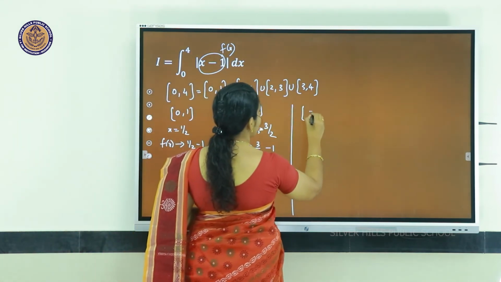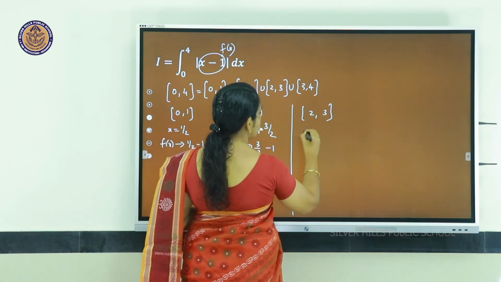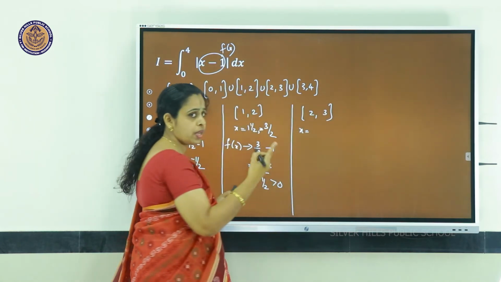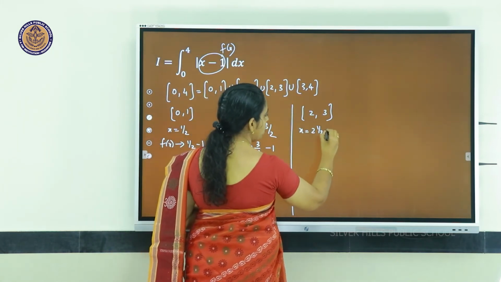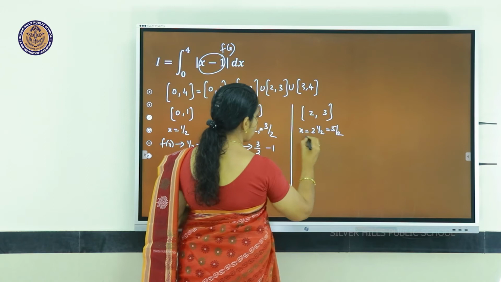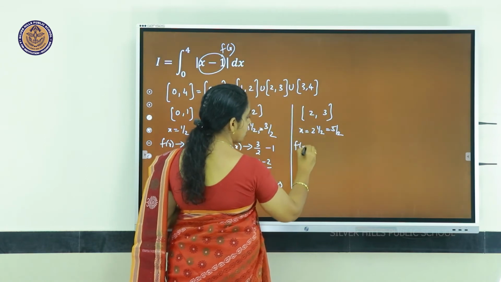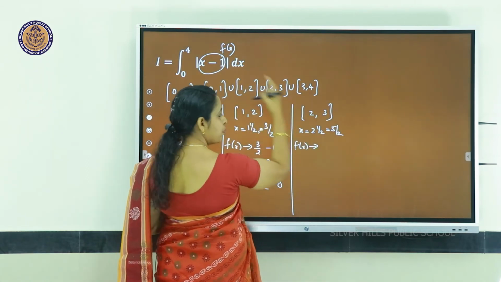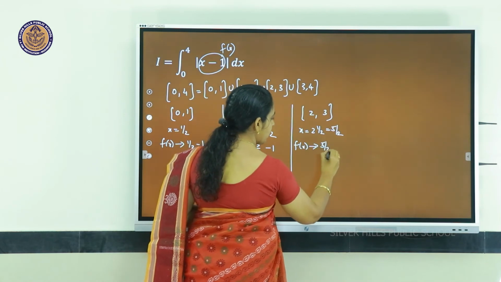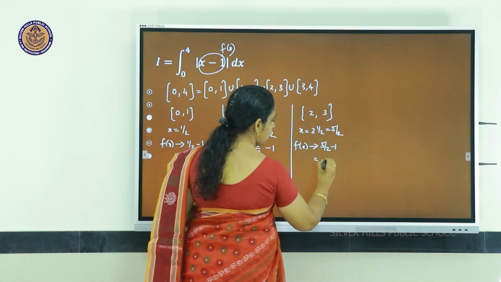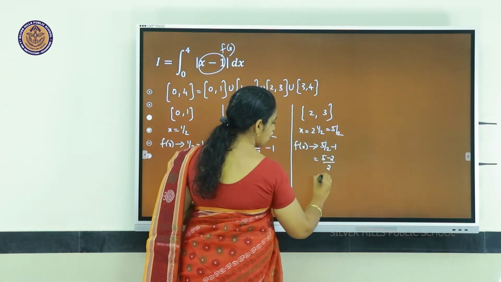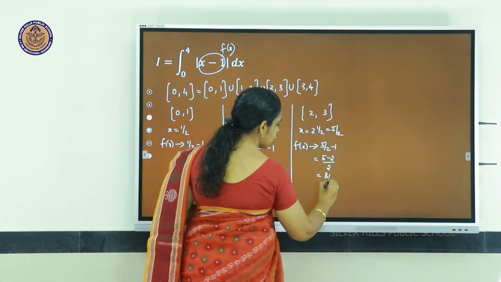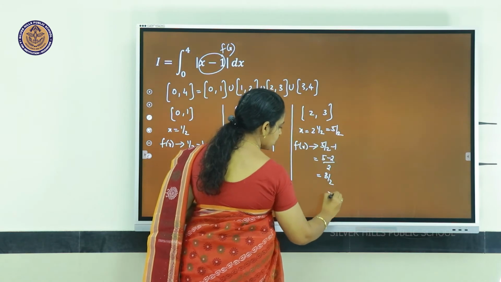In interval 2 to 3, let us take x equal to 2.5. 2.5 means how much? 5 by 2. So our f of x will change to how? 5 by 2 minus 1, which will become, LCM 2, 5 minus 2, which is 3 by 2, which is positive.